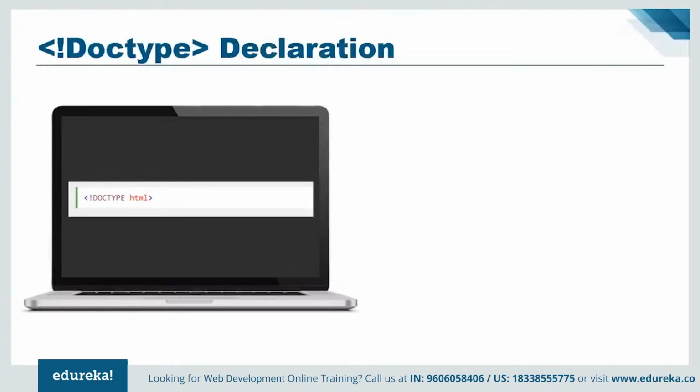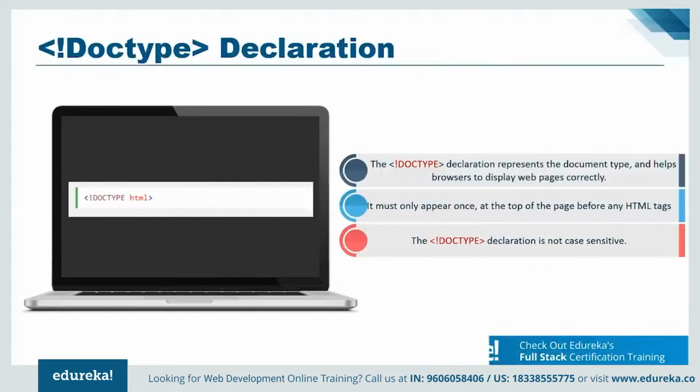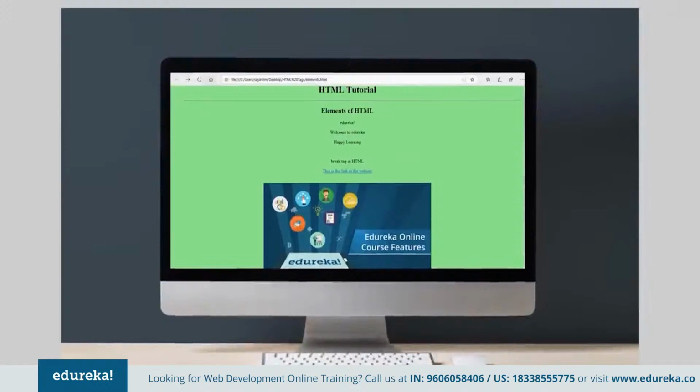So let's move on. Now there are some elements that I want to tell you all about, which is very important. So first is the doctype element. So the Doctype Declaration represents that the file you're working is a document type and helps the browser to display web pages correctly. And it only appears once at the top of the page before any HTML tag, and the Doctype Declaration is not case sensitive. Okay, so this is what HTML actually looks like.